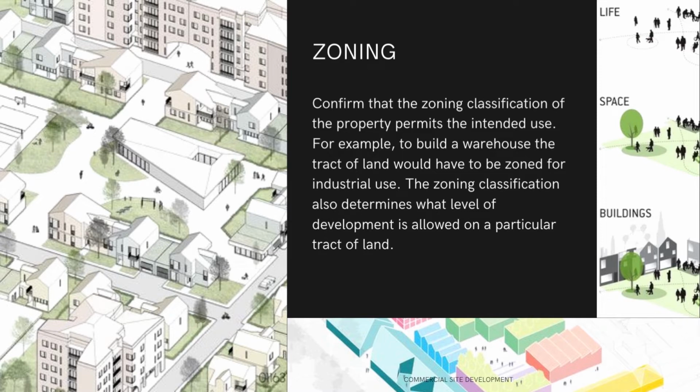So, what is zoning? Zoning confirms that the zoning classification of the property permits the intended use. For example, to build a warehouse, the tract of land would have to be zoned for industrial use. The zoning classification also determines what level of development is allowed on a particular tract of land. Zoning classifies privately owned urban land or areas into different zones. It can be industrial, commercial, residential, or agricultural. Each zone has limits on the density ratio of the building structure related to plot surface. It can also cover the size of properties, types of buildings allowed, and the location. Next slide.